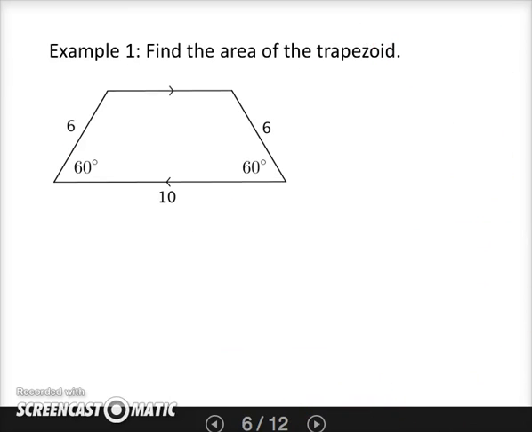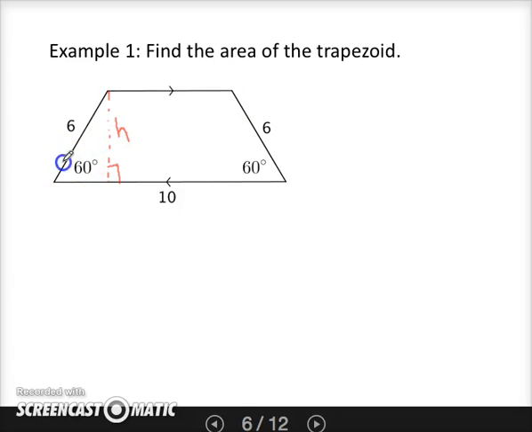Let's do an example problem. We're asked to find the area of this trapezoid. Notice that we don't have the height sketched in anywhere here yet, so I'm going to drop a perpendicular right here to form the height. And we're not given the measure of this base either, so we have a little work to do.